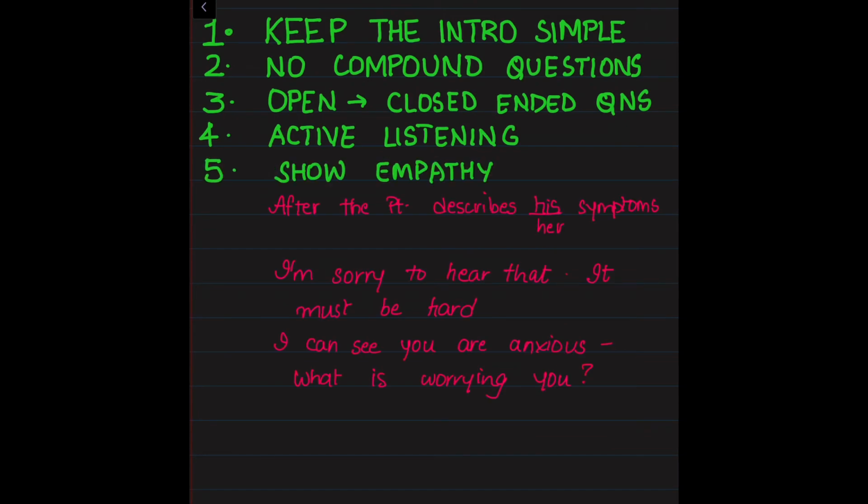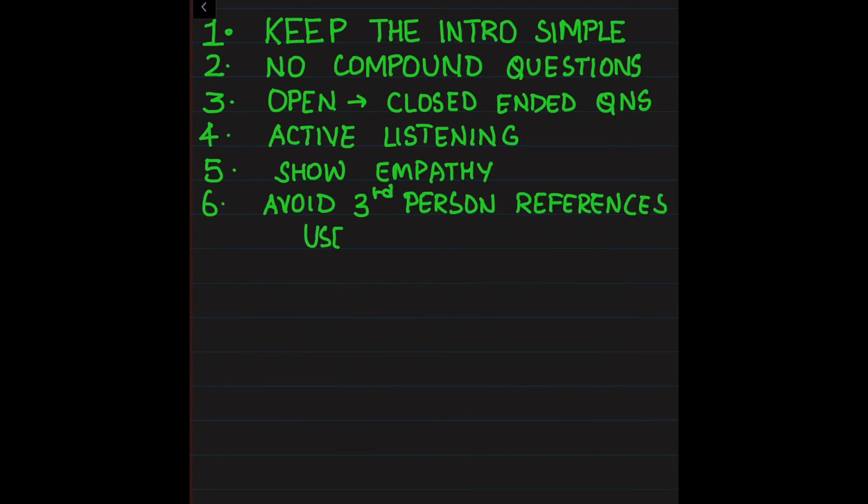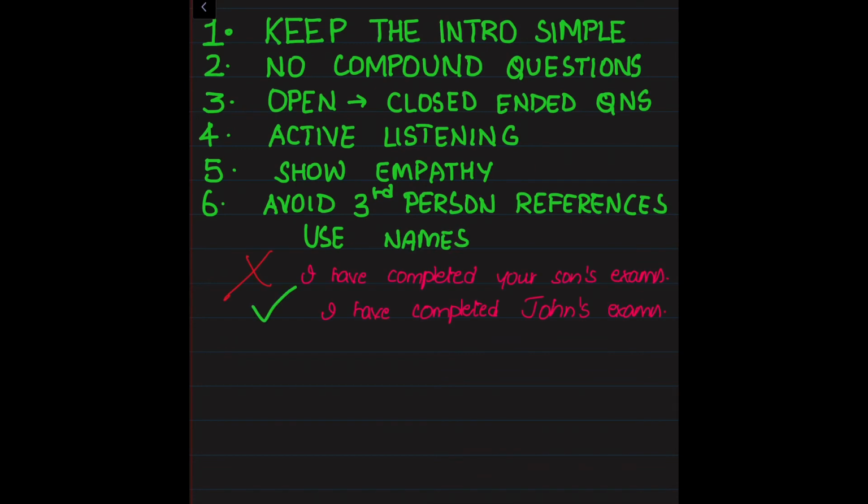Example, after the patient describes his or her symptoms, say, "I'm sorry to hear that. It must be hard." You can also say, "I can see you are anxious. What is worrying you?" Now, this demonstrates picking up on nonverbal cues. And friends, this is also scored on the OET speaking section. The sixth step is to avoid third person references and use names. For example, don't say, I have completed your son's examination. Say, I have completed John's examination.